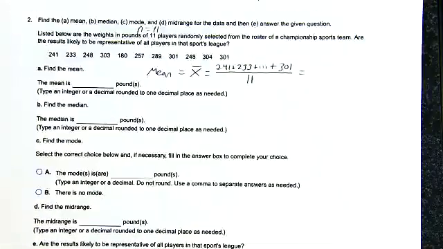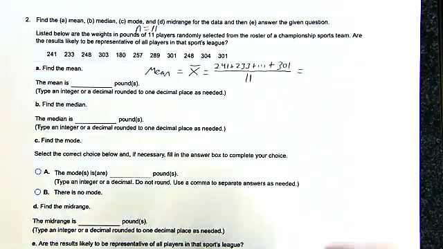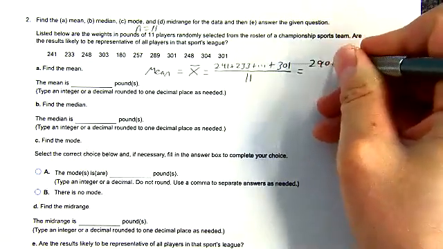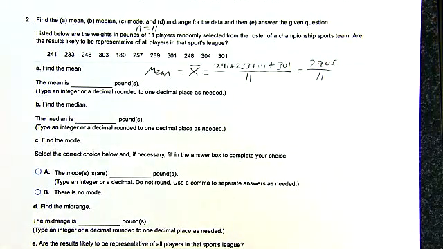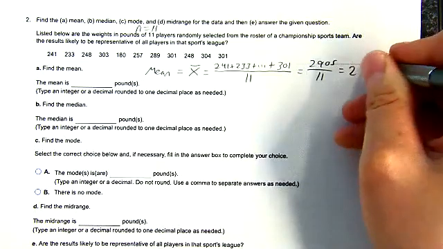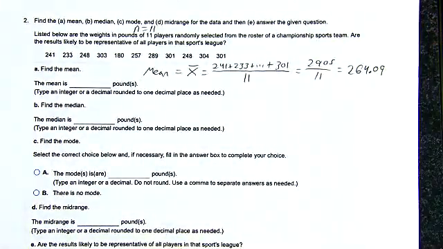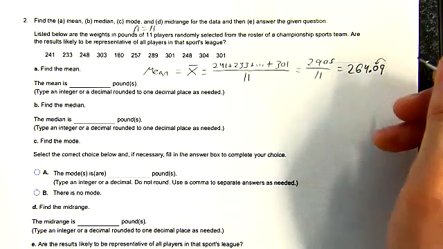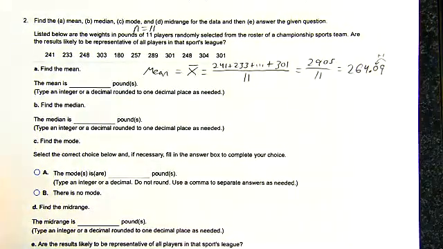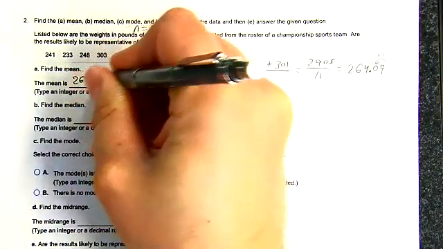And then if you add up all those numbers correctly, you should get 2905 on top. Divide by 11, 264.09. And I believe they want us to round to 1 decimal. So this 9 will kick this 0 up into a 1. 264.1.